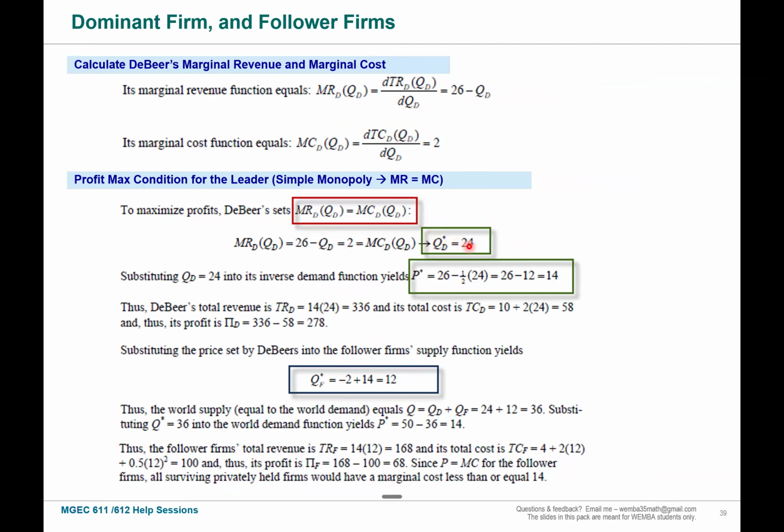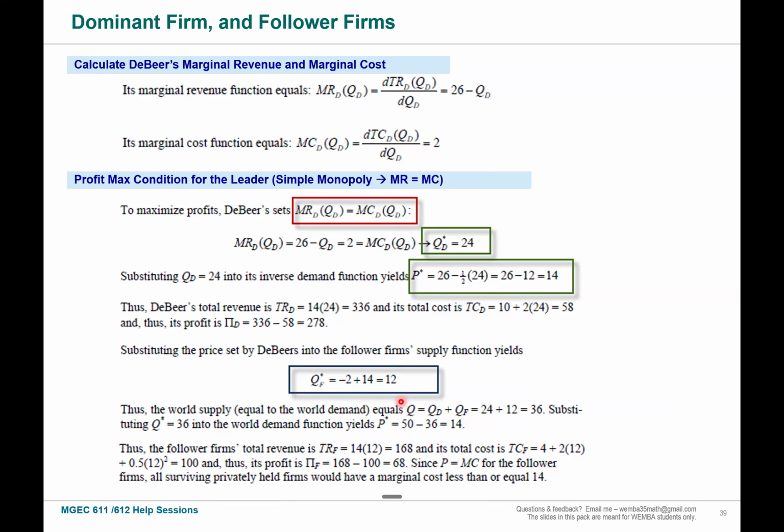Go back to the demand equation to get the price of 14. So what this is saying is De Beers should set the price at 14. The quantity it will supply is 24. The fringe firms will supply the remaining, and that's P minus 2, which is 12. So the total supply in the market will be 12 plus 24, that is 36. The price will be 14.